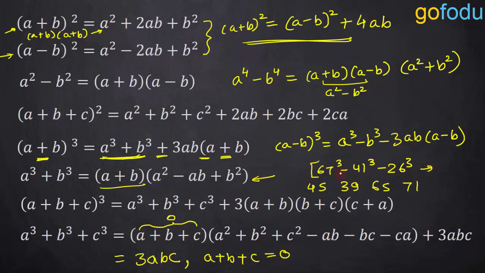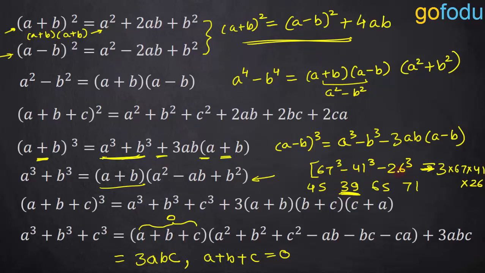So, this is nothing but A cube plus B cube plus C cube format, where A is 67, B is minus 41, C is minus 26, and you add these A plus B plus C, the sum will become 0. So this is nothing but 3ABC. This is equal to 3 into 67 into minus 41 into minus 26. So this 26 has a 13 in it, 13 into 2, and 13 multiplied by 3 will give 39, which is the final answer. 39 will divide this expression. Okay.